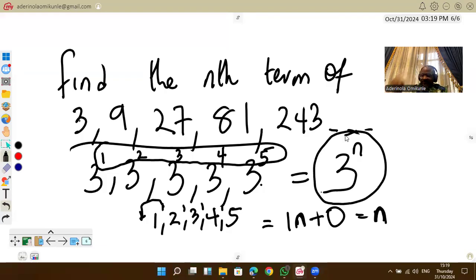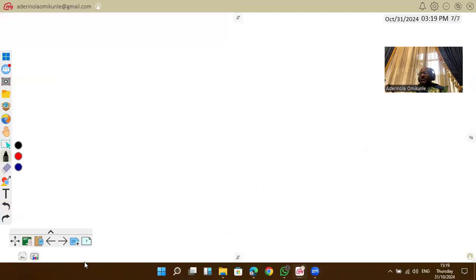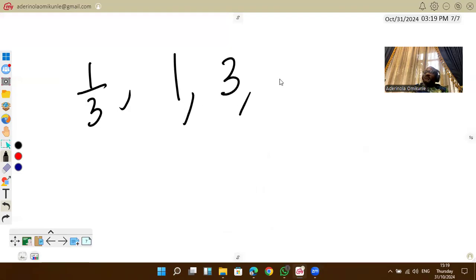Let me give you another example before we look at the exam style question. Let me come up with another one that'll make it a bit more interesting. With these same numbers, what if you have 1 over 3? You have 1 over 3 times 3, that's 1. 1 times 3 is 3. 3 times 3 is 9.